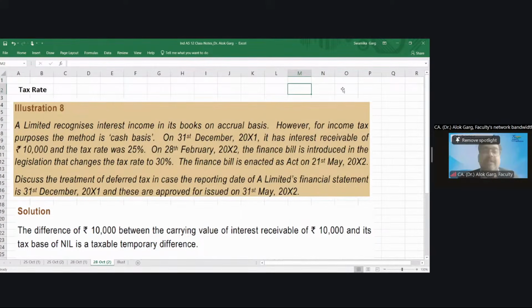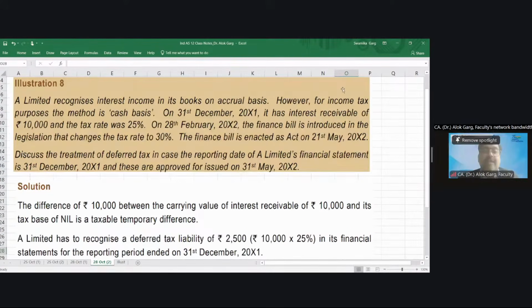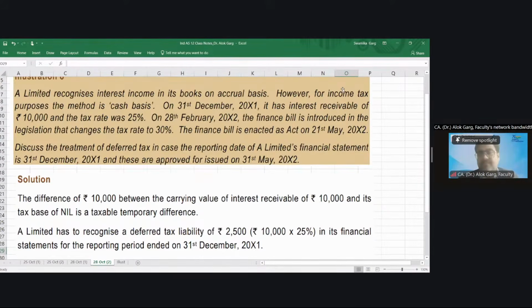And you need to discuss the treatment of deferred tax in case the reporting date of A Limited was 31st December but these are approved on 31st May. Tell me whether you need to take 25% or 30%. What should you do? 25%. First of all, tell me on the reporting date, what was the tax rate?